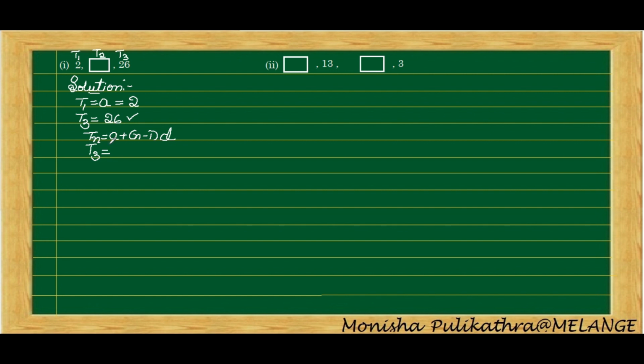T3 is equal to, so what is the value of A? The first term value is already given, that is 2. So 2 plus, here n is 3, so 3 minus 1 into D, which is not given, so write D itself. Next, what is the value of T3? The third term value is already given, that is 26. So write 26 here. So 26 is equal to 2 plus 3 minus 1, which is 2D.